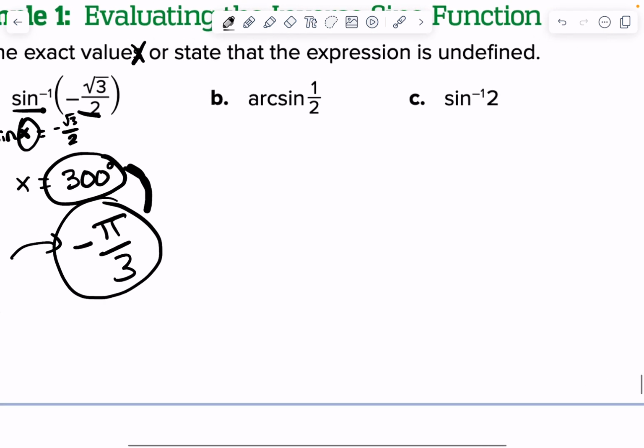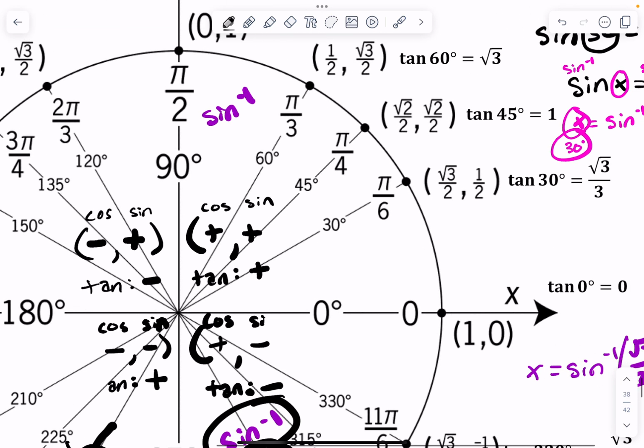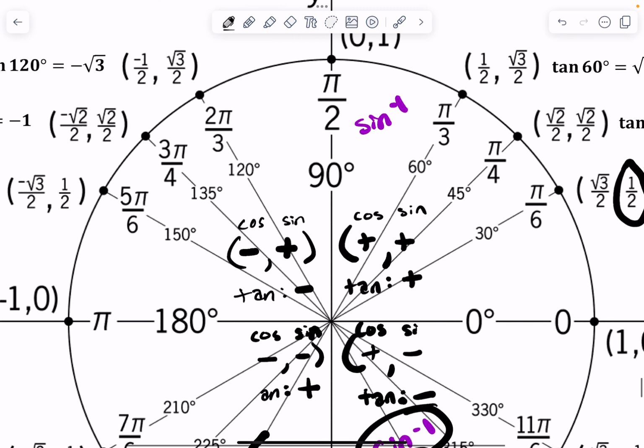All right, B, let's go arc sine of 1/2. This just means sine of some angle is 1/2. We're trying to find what that angle is. So we do the inverse sine, and I want to know where it's 1/2. So I'm going to go to my unit circle and find where my halves are. 1/2 here and 1/2 here. Hey, we've already done this one. Is it 30 degrees or is it 150 degrees?